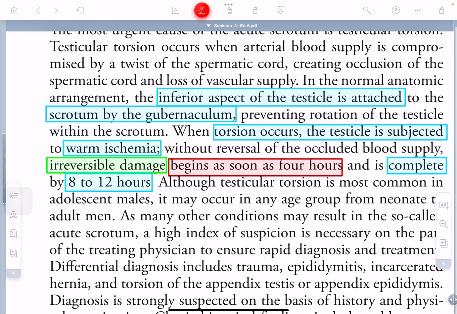So in the neonate, the inferior aspect of the testicle is attached to the scrotum by the gubernaculum. If the torsion occurs, the testis is subjected to warm ischemia. Sabiston says irreversible damage begins as soon as 4 hours, and is complete by 8 to 12 hours.